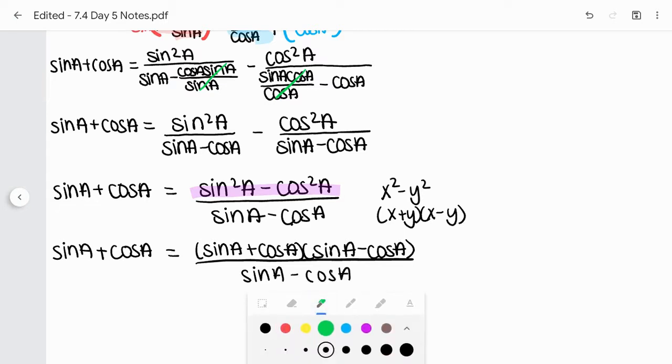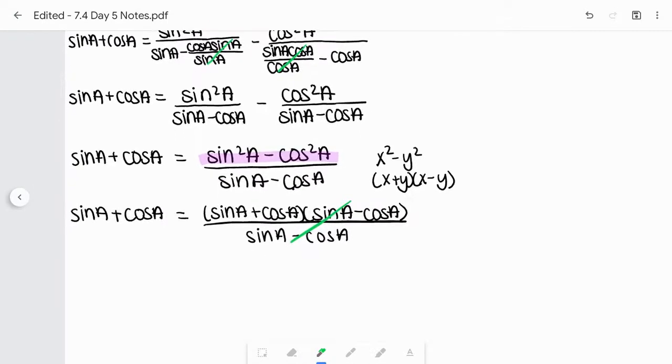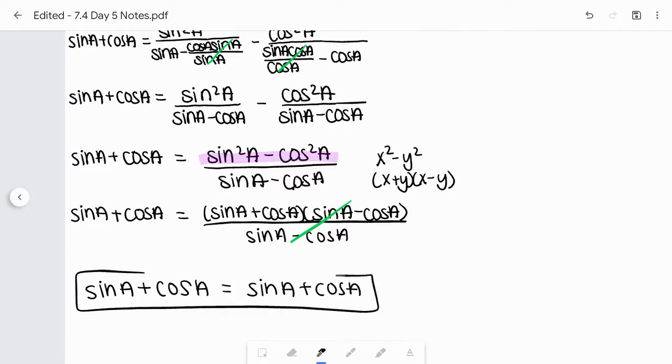Okay, now hopefully we can see the purpose of that was to cancel out sine A minus cosine A, and what I am left with is actually the left-hand side. So we've got sine of A plus cosine of A is equal to sine of A plus cosine of A. All right.